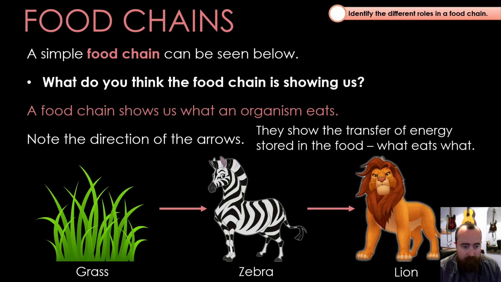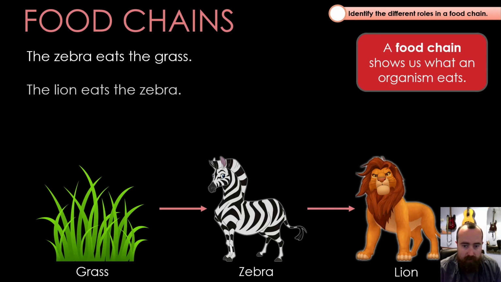It also shows us the direction that the energy stored in the food is going. So there's chemical energy stored in the grass, and that's being transferred to the zebra. That's why the arrow is pointing from the grass to the zebra, and the same from the zebra to the lion. The energy stored within the meat of the zebra is being transferred to the lion. Essentially, what is eating what?